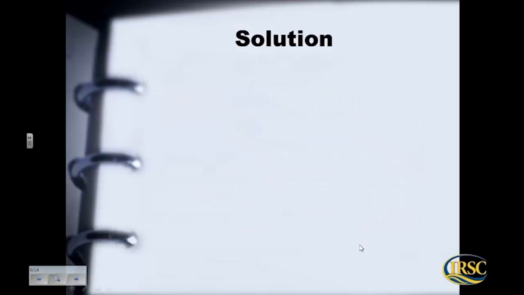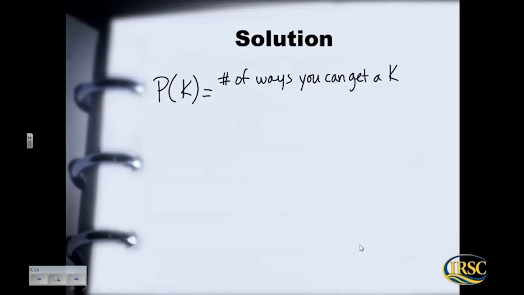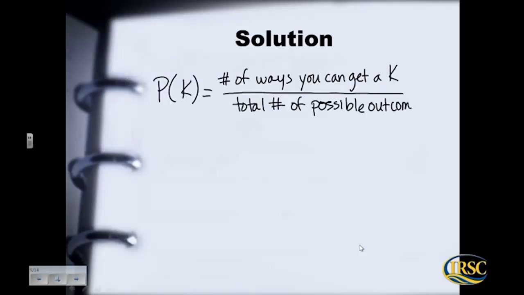If we're going to write this out in words, we're trying to find the probability of being dealt a king, and we were only being dealt 1 card. So we want, in our numerator, the number of ways you can get a king over the total number of possible outcomes. Just get used to that phrase. That's always going to be the denominator, the total number of possible outcomes.